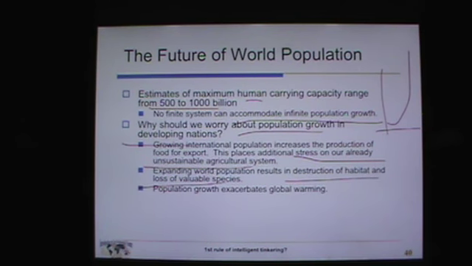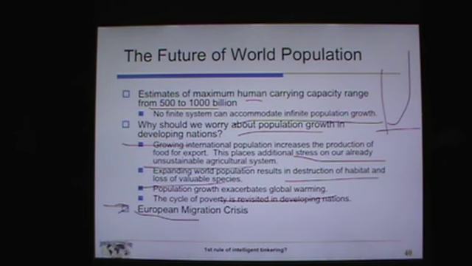Population growth also makes global warming worse. The cycle of poverty keeps going round and round in developing nations. We'll talk in a later chapter about the Philippines and some of the places where people live in the Philippines. And there's also this, which we won't get into in this course because it's just too new and there's so much change going on and I just don't feel I can wrap my head around it.